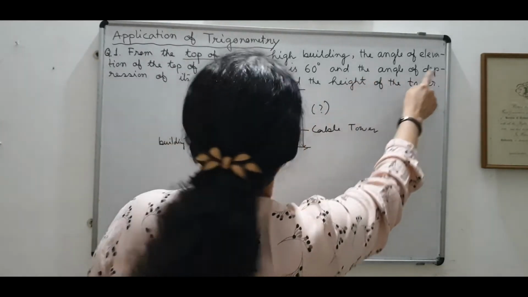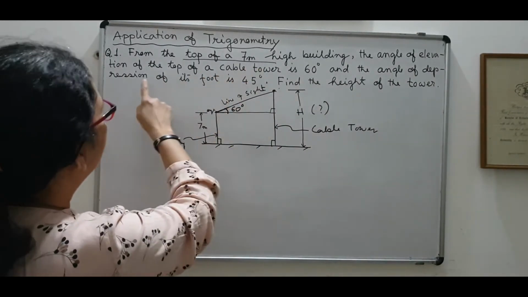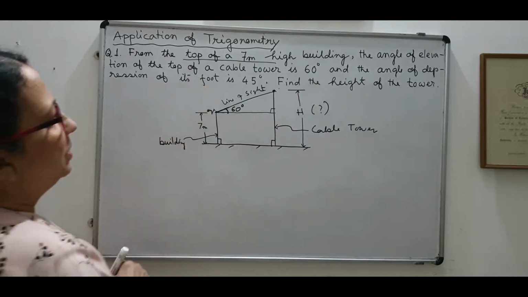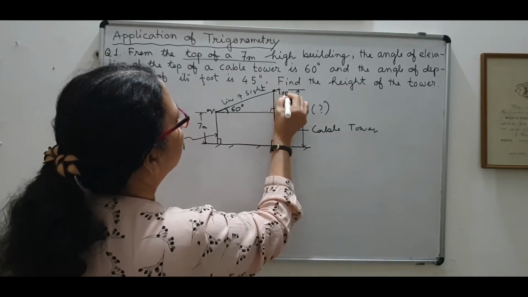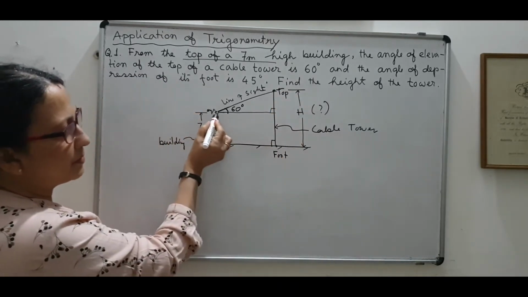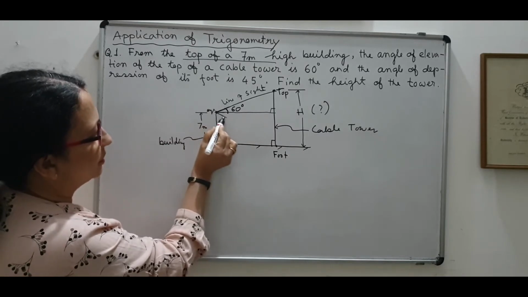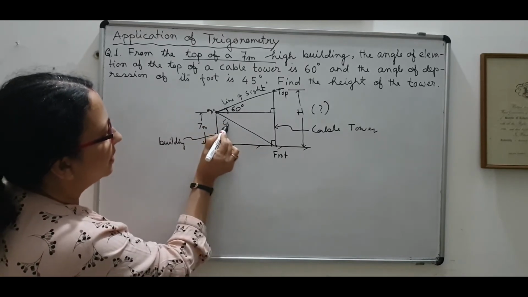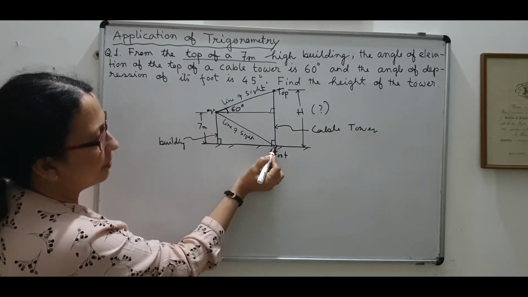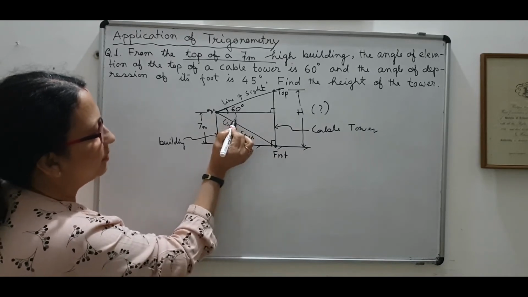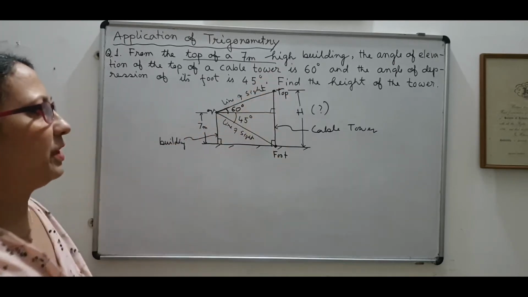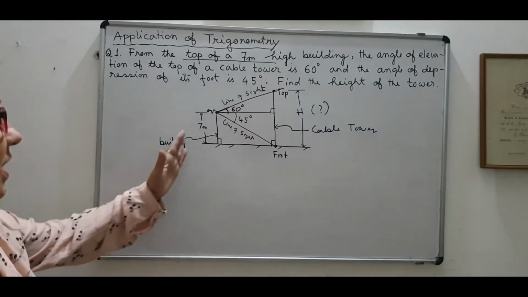Next, the angle of depression of the foot. So this is the top of the cable tower, and this point is the foot. So the foot is below the eye of the observer, so that's why the angle of depression. So this is the line of sight. Since the foot is the object and it is below the eye, this is the angle of depression, and according to the question, this is 45 degrees. So I have drawn the correct diagram. So this understanding is important.